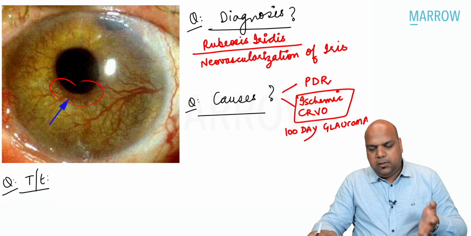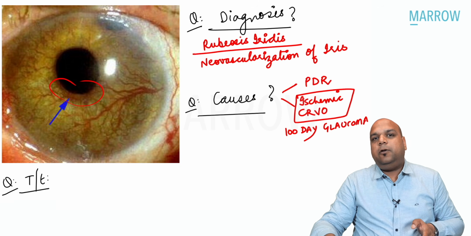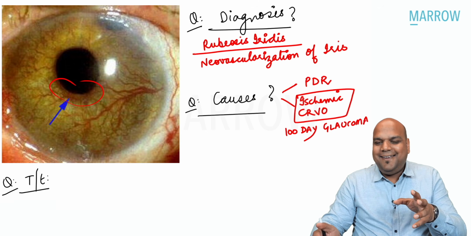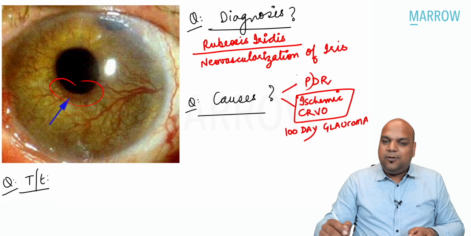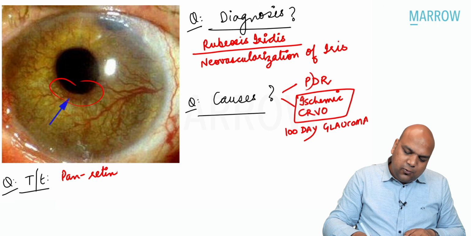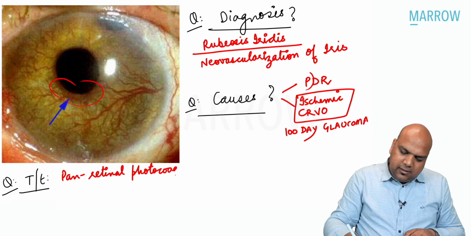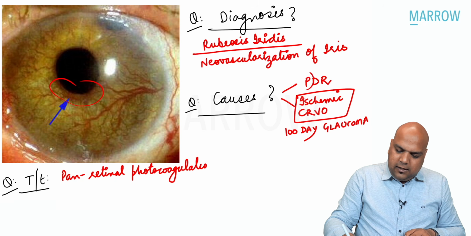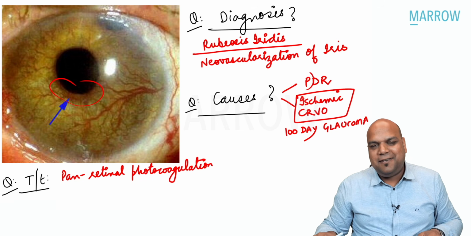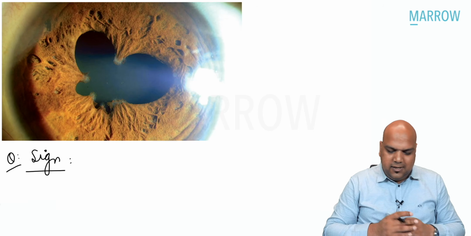Now, people who may remember, if they give you this image and they ask you the treatment of the above, then please remember, even though it is rubeosis iridis, but the cause is on the retina, proliferation on the retina. That means the treatment remains pan-retinal photocoagulation. The photograph that we had seen a little while back, argon green pan-retinal laser photocoagulation, which was being done. Yes, am I clear about this, everyone? So please, let's move on to the next image.